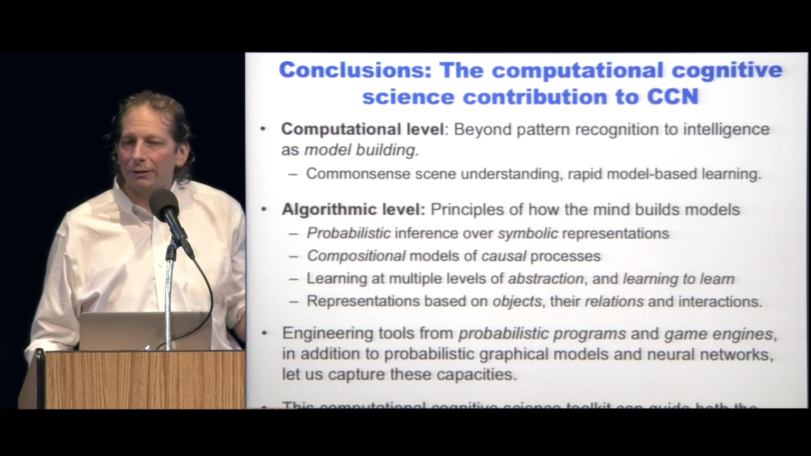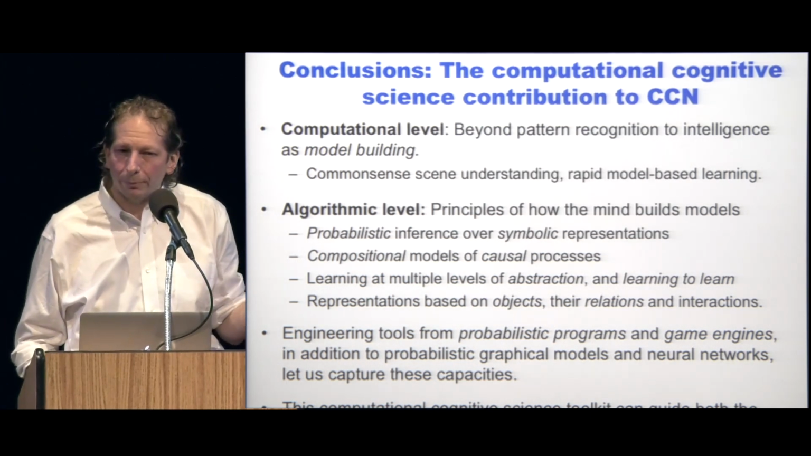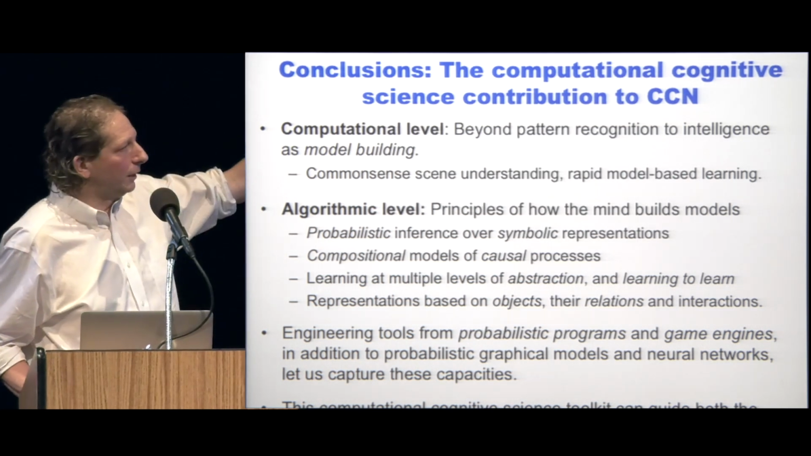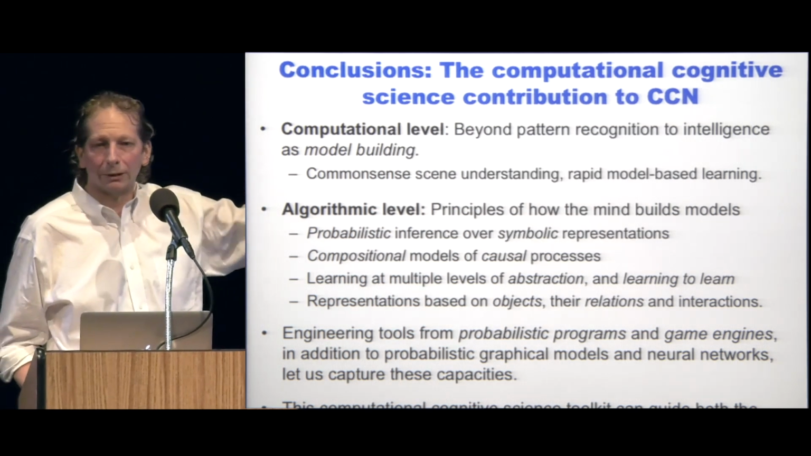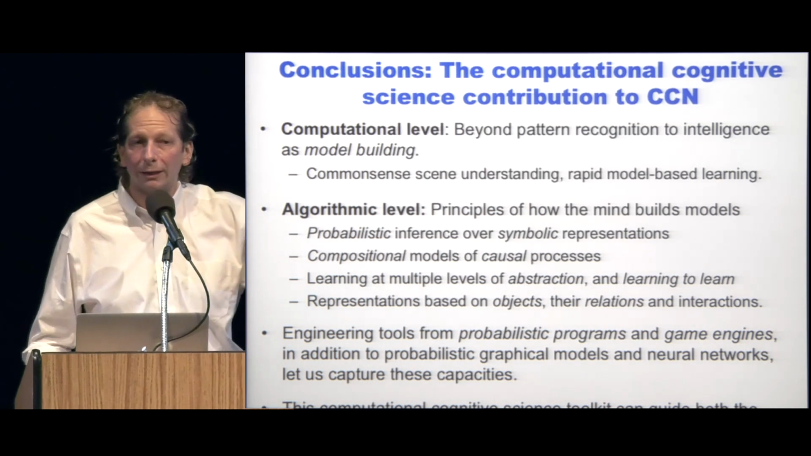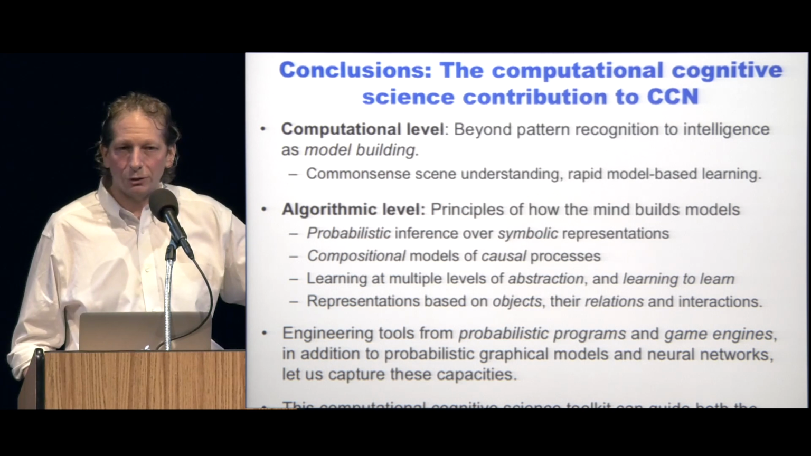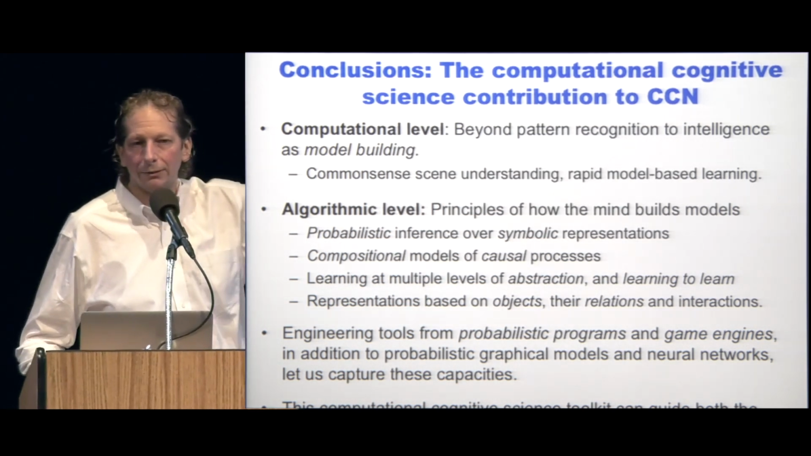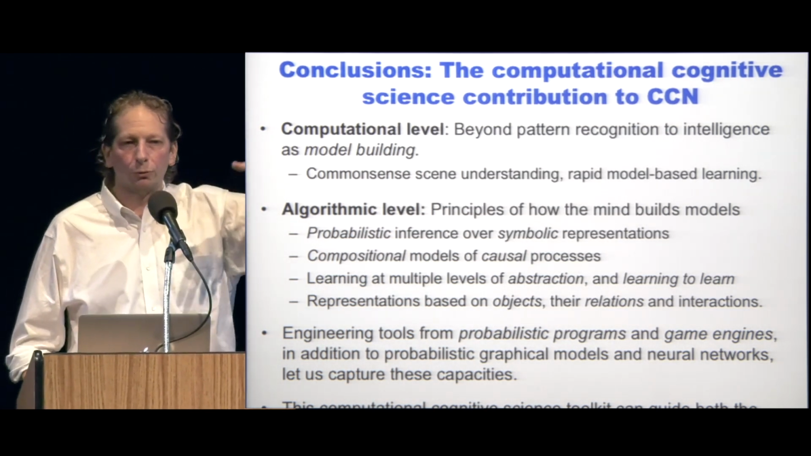And then insights that draw on decades of work in cognitive science about what are some algorithmic principles, such as the idea that we have to have probabilistic inference operating over symbolic representations. We have to think about compositionality and causality. We need objects and their relations and their interactions as the heart of our mental models. And then drawing on recent engineering ideas, including some of neural networks, but a lot of other things like probabilistic programs and game engines, which are providing the engineering tools for reverse engineering these algorithmic ideas in the mind and brain.